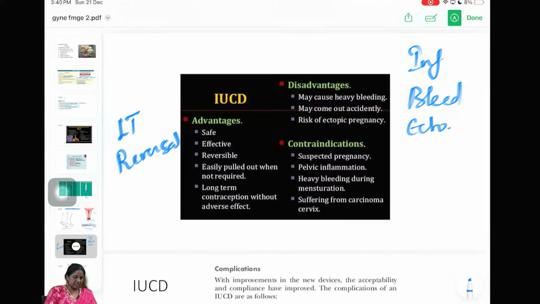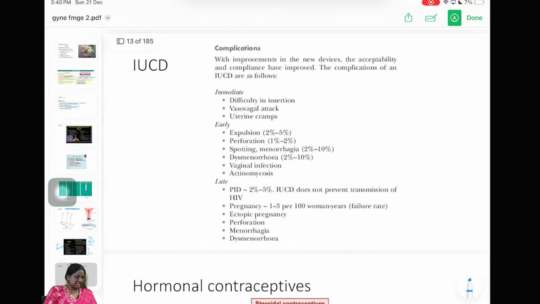You should not use it in the condition where there is infection, like pelvic inflammation, or there is pregnancy or heavy menstrual bleeding. So in all these conditions, you should never put an IUCD inside. Understood? The complications can be classified as three: immediate, early, and late.